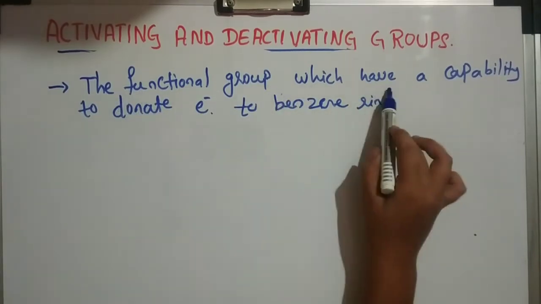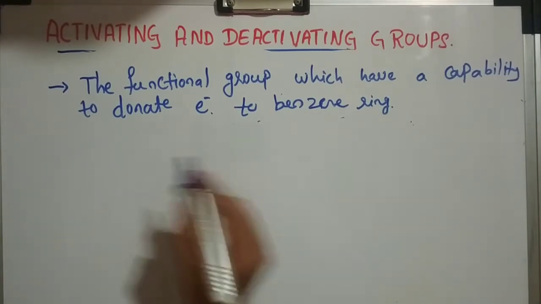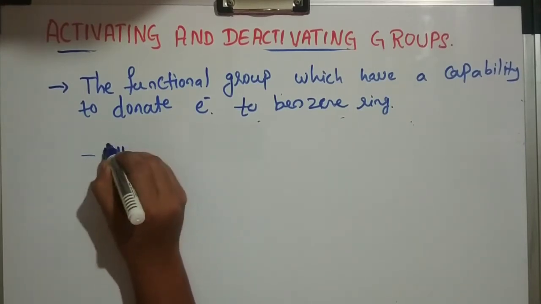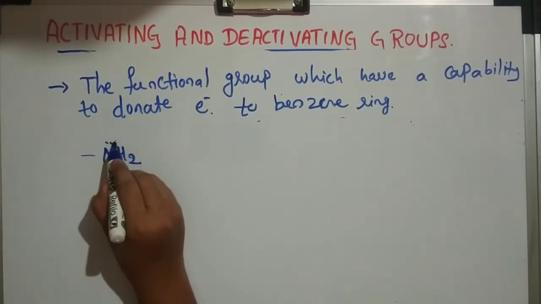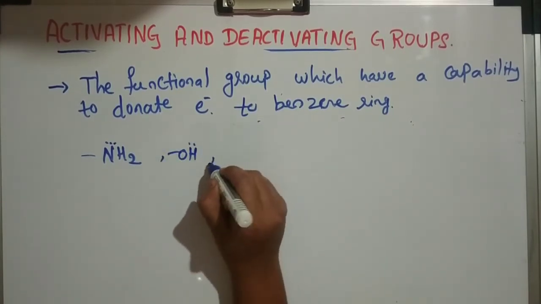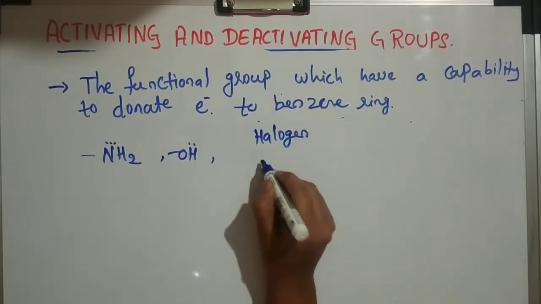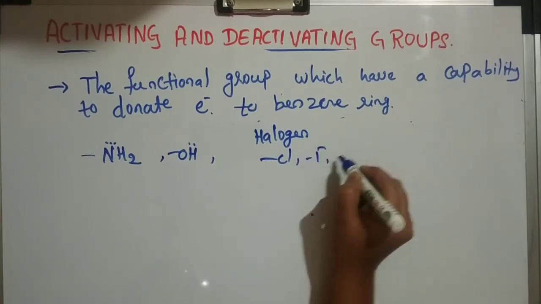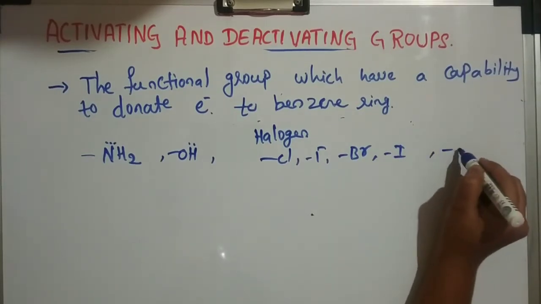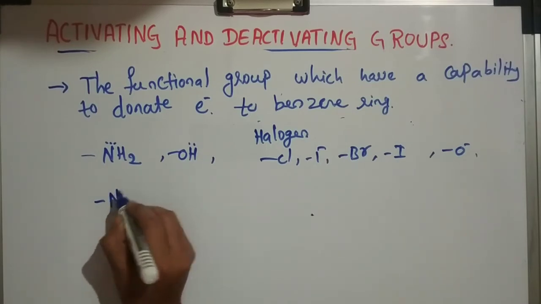Yes, the functional groups which have the capability to donate an electron to the benzene ring. I will write some functional groups: NH2, where we have an electron pair here, OH, and halogens, all the halogens. What are the halogens? That is Cl, fluorine, bromine and iodine. Then oxide, and then substituted amine.